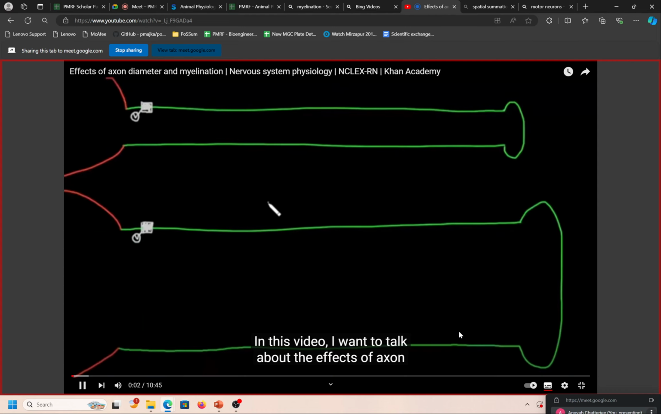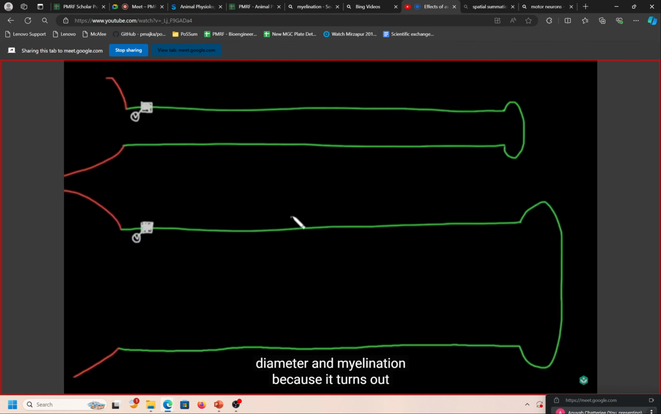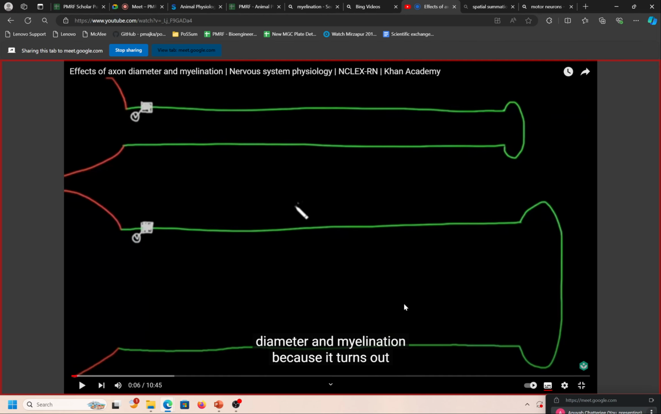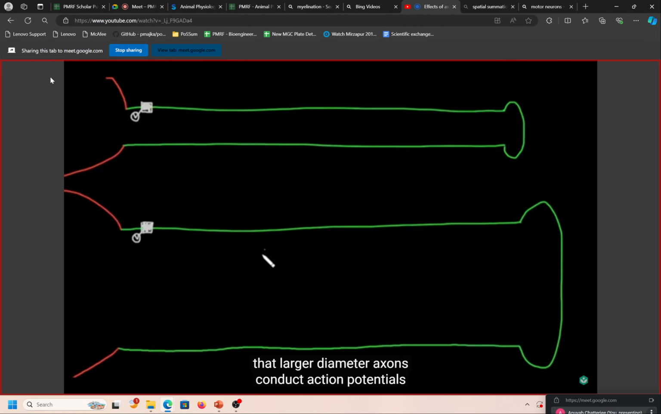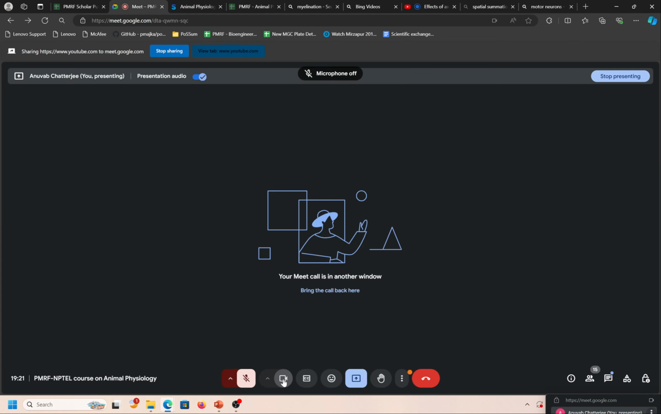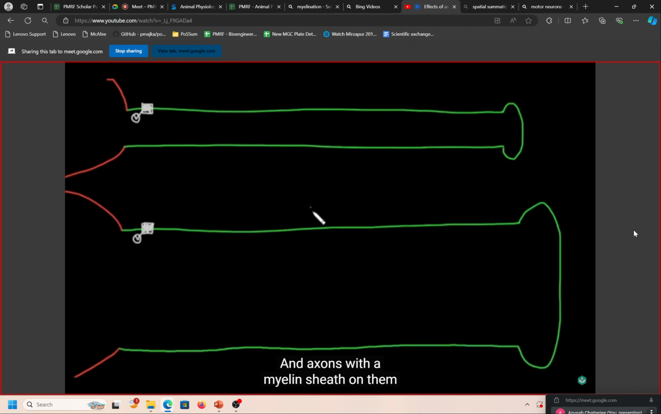In this video, I want to talk about the effects of axon diameter and myelination because it turns out that larger diameter axons conduct action potentials faster than smaller diameter axons, and axons with a myelin sheath on them also conduct action potentials faster. So first let's consider the diameter of an axon and how that affects the speed of action potential conduction. An axon with a larger diameter offers less resistance to the movement of ions down the axon, causing ions to move faster down the axon and causing the action potential to be conducted faster.